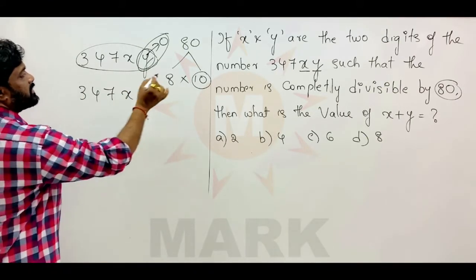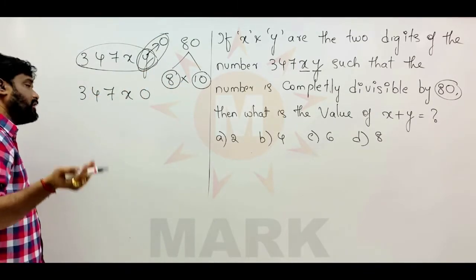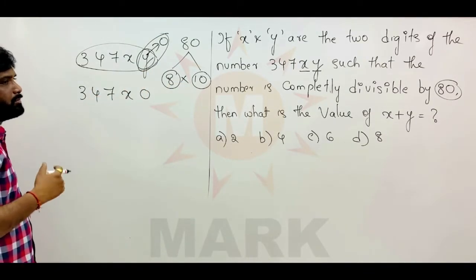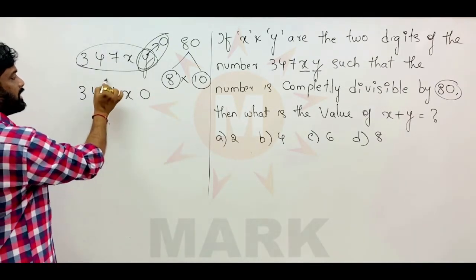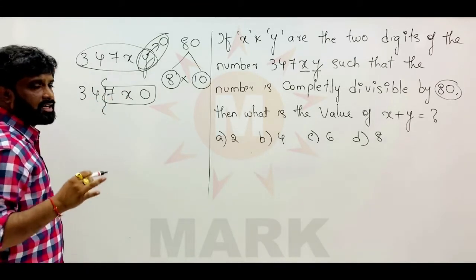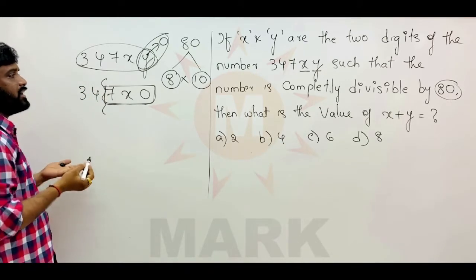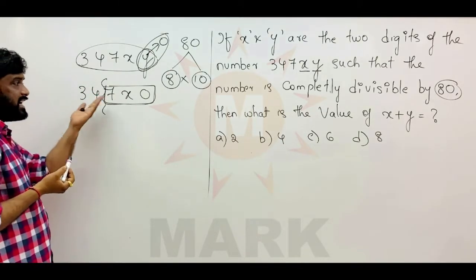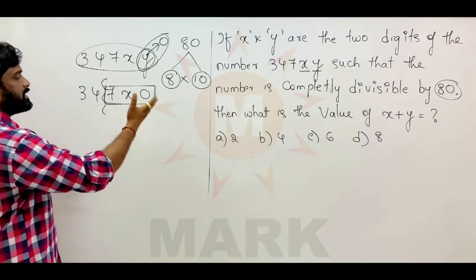So here another thing, it is divisible by 8 also. Since it is divisible by 80, it should be divisible by 8 and also by 10. Now what is the divisibility rule for 8? We will consider the last 3 digits. That means 7x0, if that 3-digit number 7x0 is divisible by 8, then the entire number is divisible by 8.